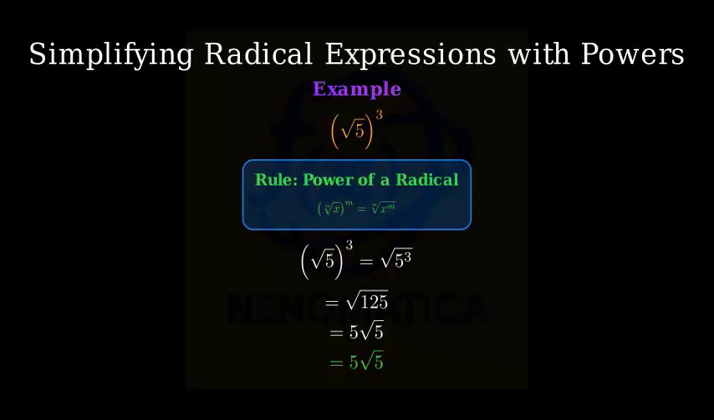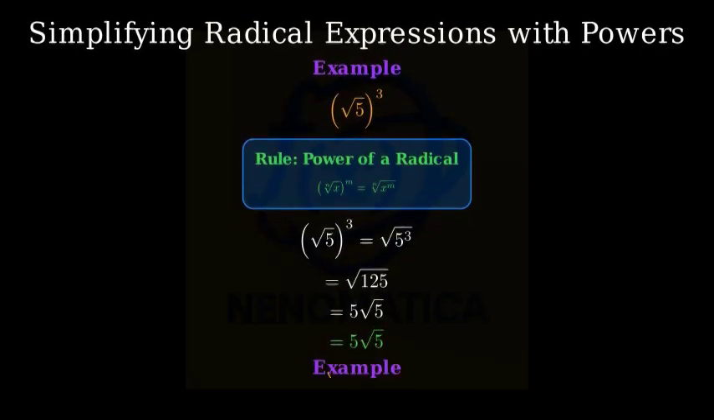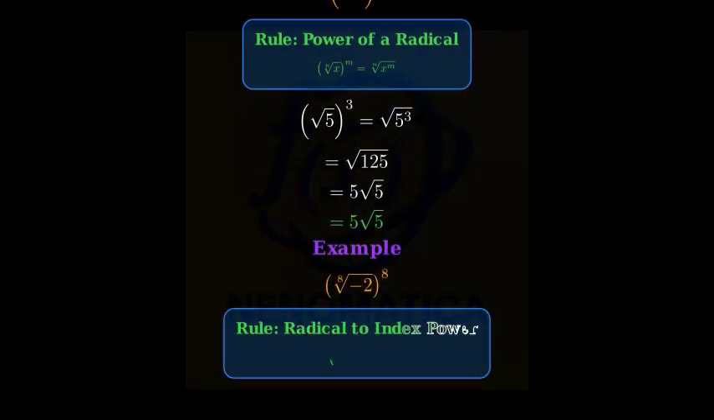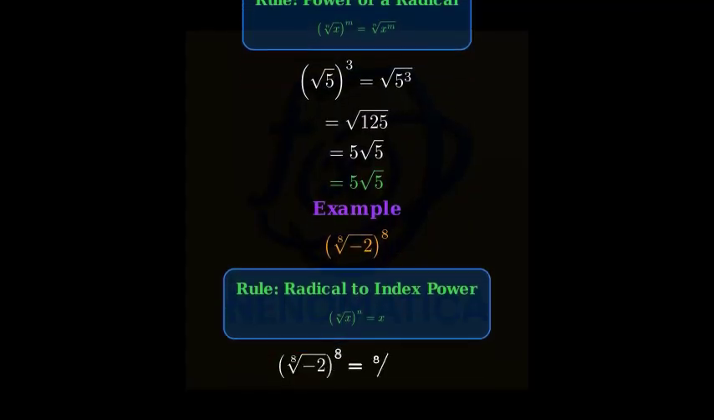Let's move on to our second example. We want to find the value of the eighth root of -2 raised to the power of 8. Again, we'll use the power of a radical rule. When a radical is raised to a power equal to its index, the radical disappears, and we're left with the expression inside the radical. Let's apply this rule to our problem. The eighth root of -2 raised to the power of 8 equals -2 to the power of 8 divided by 8, which is simply -2.